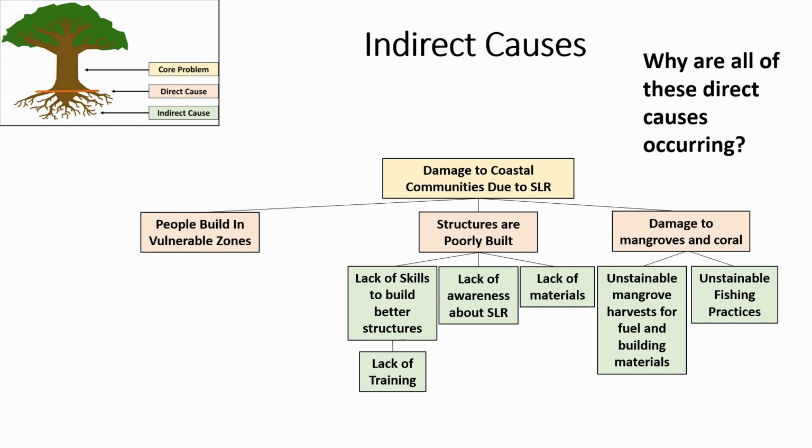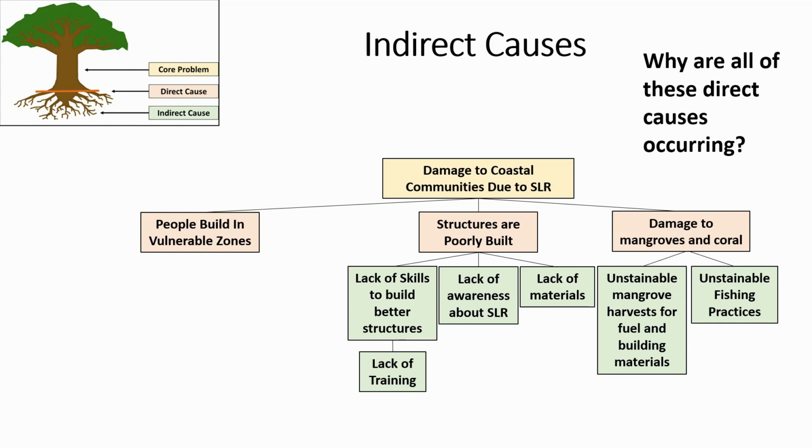At the same time, we have unsustainable fishing practices, maybe bomb fishing, dynamite fishing, things like that, that are causing damage to the coral reef. We also may have mining for aggregate. People take the reef to use as a building material or to build roads and things like that. That's not on our problem tree, but that's potentially another indirect driving cause. But as you can imagine, there are many things that can lead to damage to mangroves and coral.